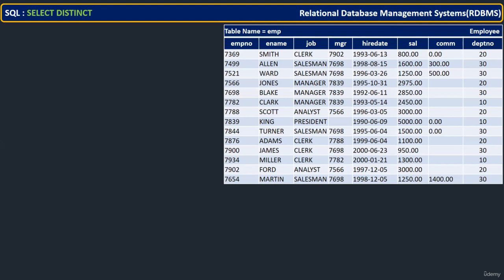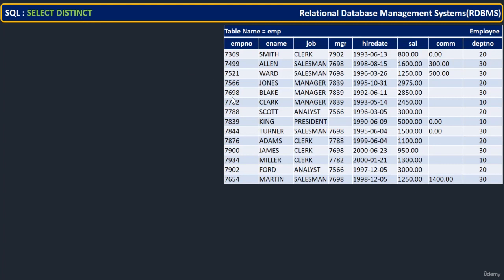So how many unique things are there? Not duplicates. For example, if you take job, how many types of jobs are there? Clerk is one type of job, salesman is one type, manager is one type, analyst, president. Of course, clerk is repeated, salesman is repeated, manager is repeated, but we need all these distinct values. So when you have such a requirement, you can go for distinct.